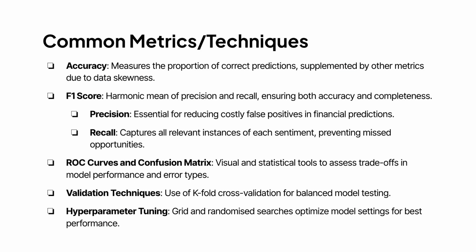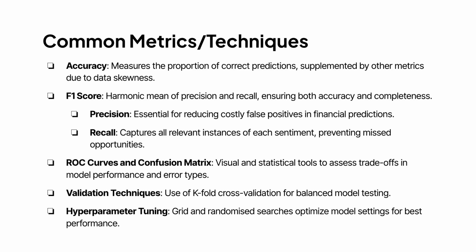Before we look at our code for model implementation, it's important to look at the metrics and techniques that will appear in subsequent demonstrations. First, accuracy. It gives us a basic measure of correct predictions, but it's not always reliable in imbalanced datasets like ours. Therefore, we complement it with F1 score, which balances precision and recall, ensuring our model accurately captures all relevant sentiments.